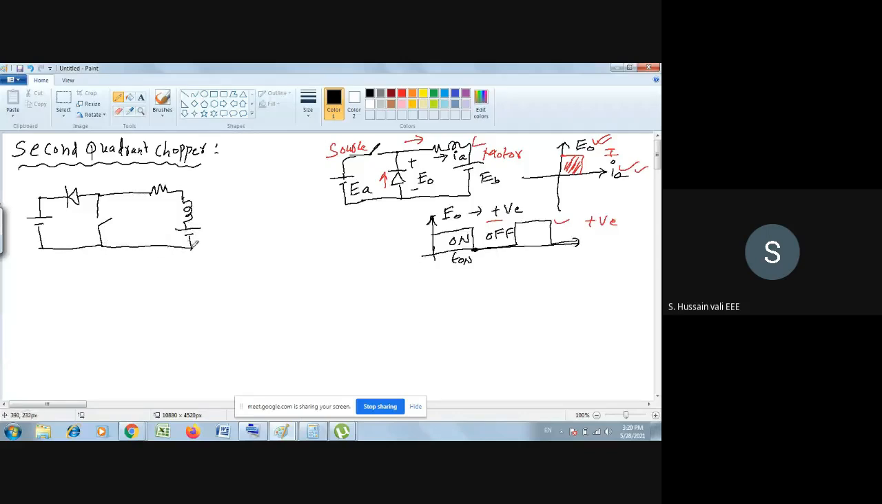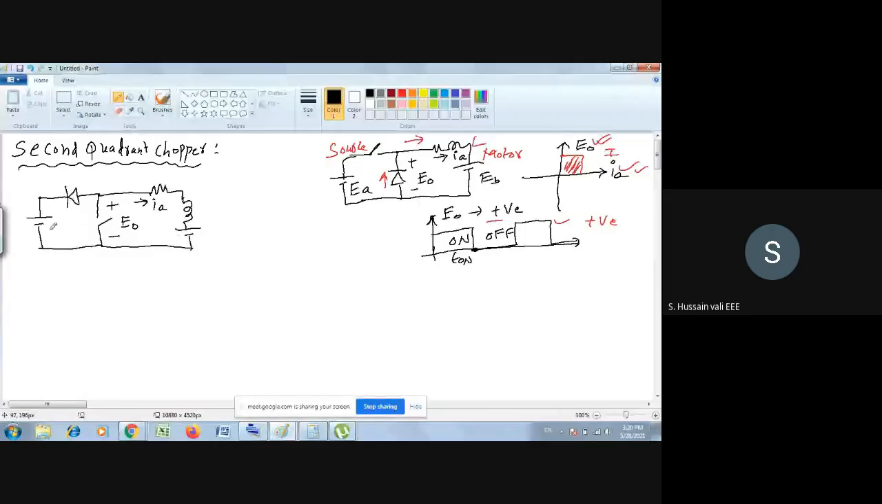This is the second quadrant. So we will take the same polarity. It means E naught will be taken like this, and the IA direction will also be taken in this direction, that is from source to load. So this is the reference polarity of E naught and IA.